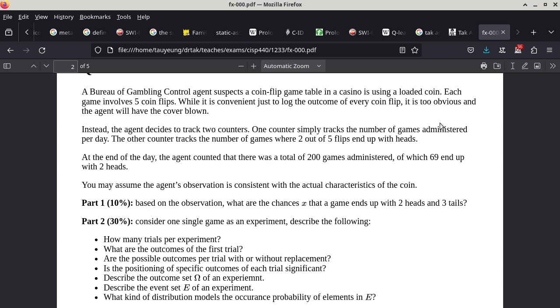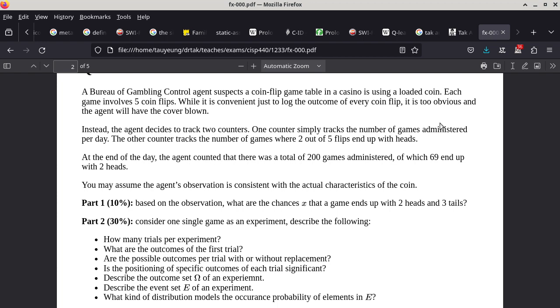How do you compute it? What is the actual way to compute the chances that a particular game out of five flips ends up with two heads and three tails, based on the observation? So look at the observation made by the agent: 200 games observed, 69 end up with two heads. From that, how do you figure out the probability of a game ending up with two heads and three tails?